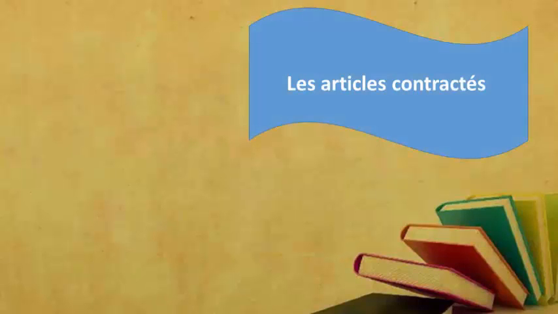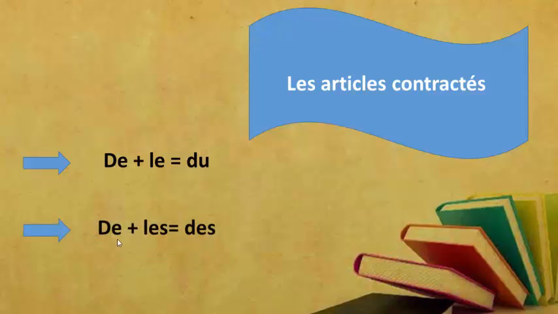Les articles contractés. The word contraction in English means we have two words, we join them together, okay, and we produce a new word. If you have the preposition de with l'article défini le, don't forget to join them together and to make l'article contracté du. Okay? And also, la préposition de plus les font des. Des here, okay? Originally it was de plus le.